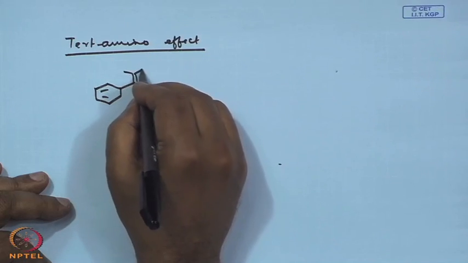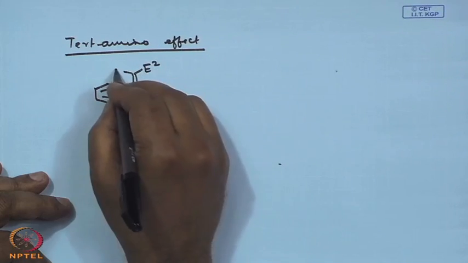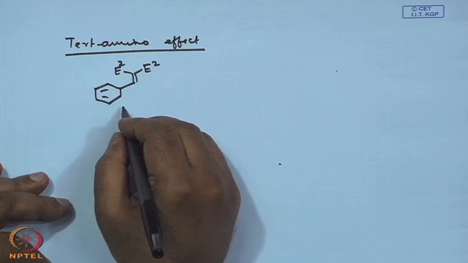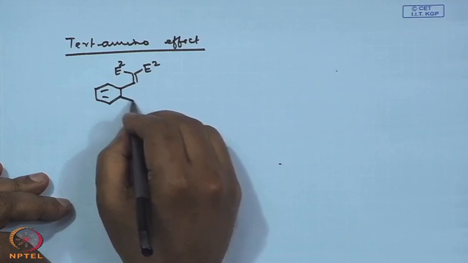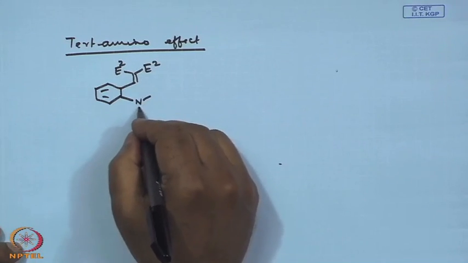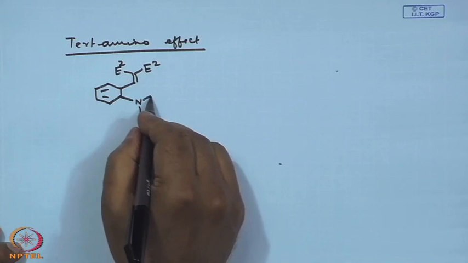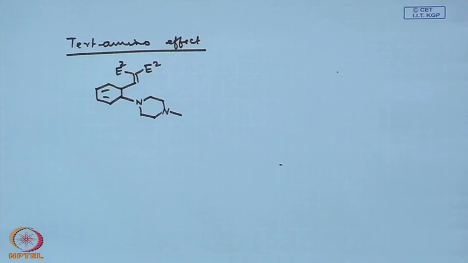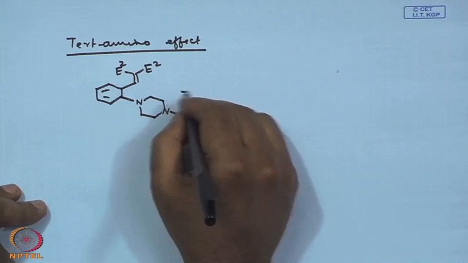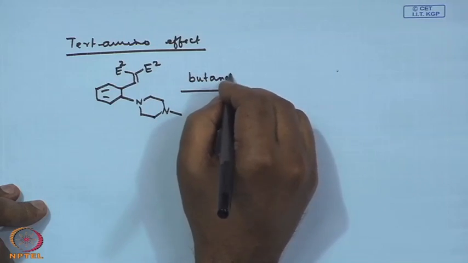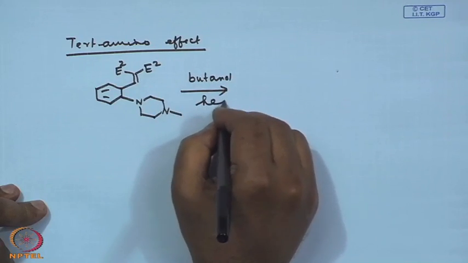Then you should have activating groups, E2 and E2, right, and then a tertiary amino group. So, in this particular example we have one more tertiary amino group, just to show you that only one of them would react. Which one would react? And the reaction is so simple. Just take this molecule, neutral solvent, butanol and heat.